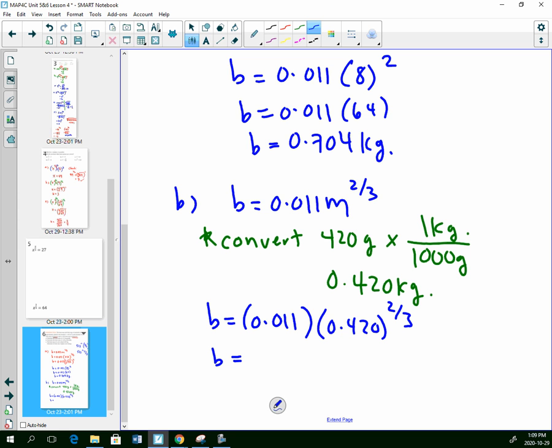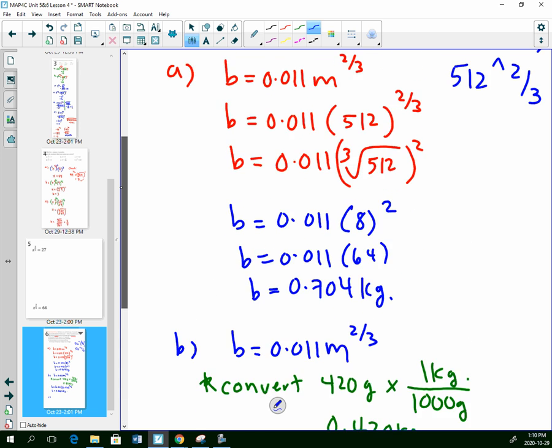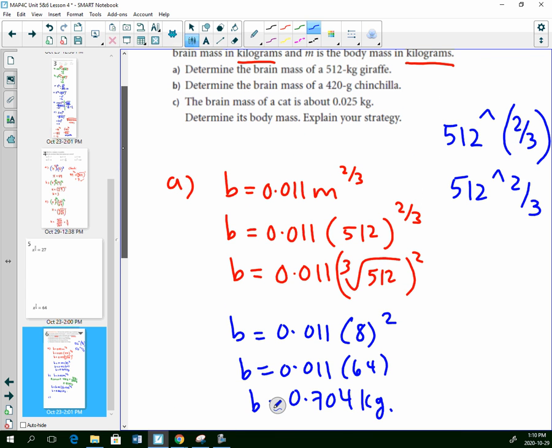Okay, so since it's a decimal, I'm just going to type in decimal 420 to the power, and then I'm going to put it in brackets, 2 divided by 3. And I'm going to get a decimal answer, and then I'm going to multiply that by 0.011. Okay, so that one I decided to just use it as an exponent, making sure that I put the exponent in brackets. And then C asks, determine the brain mass of a cat.